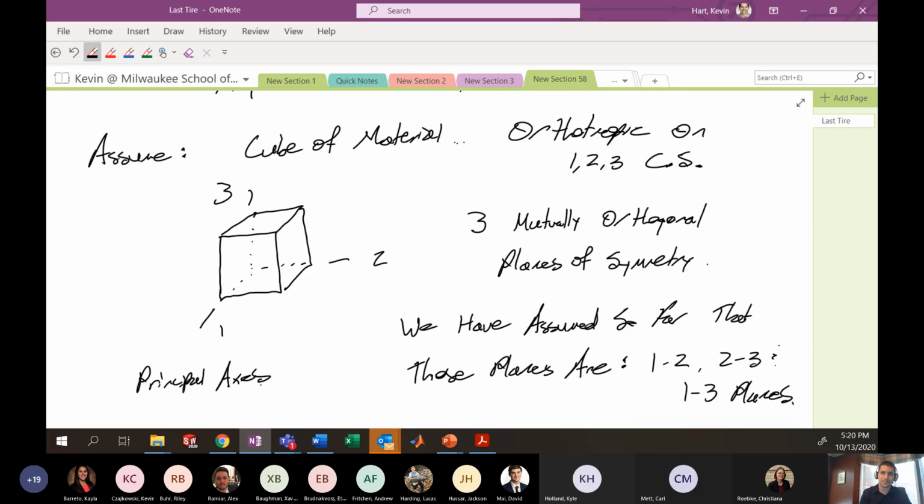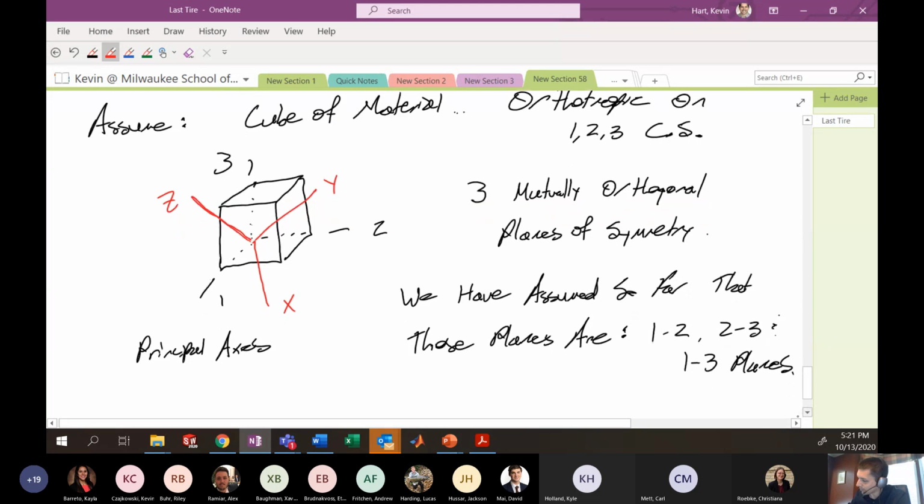But in reality, you could have loads applied to some object that are not necessarily aligned with those axes. And we talked about this in the past, that you could have some arbitrary coordinate system, which is coming off here, which is x, y, z. So this x, y, z is arbitrary.